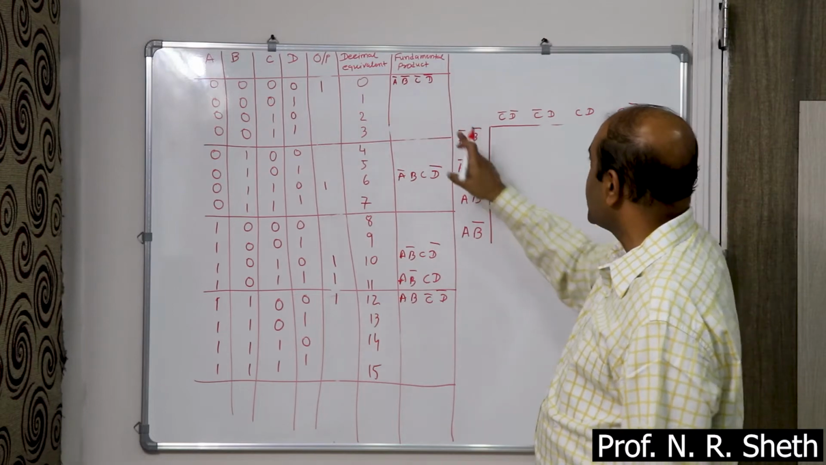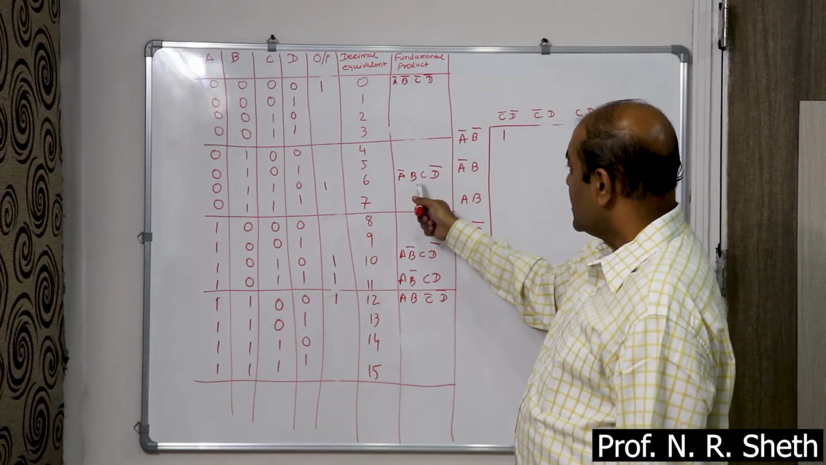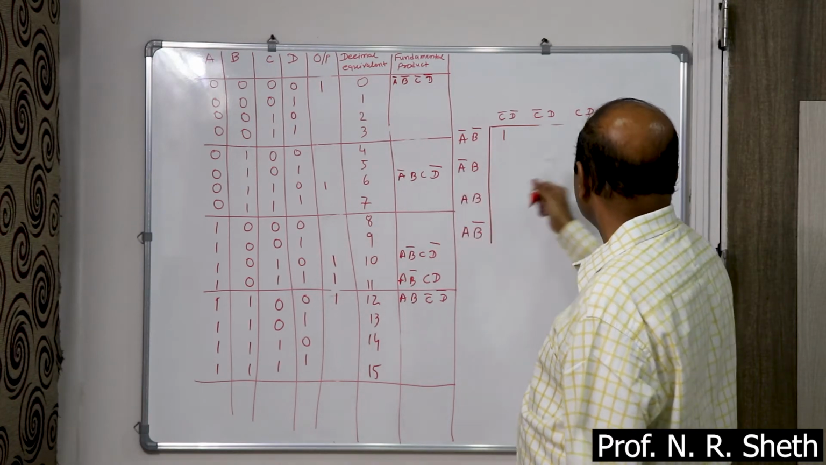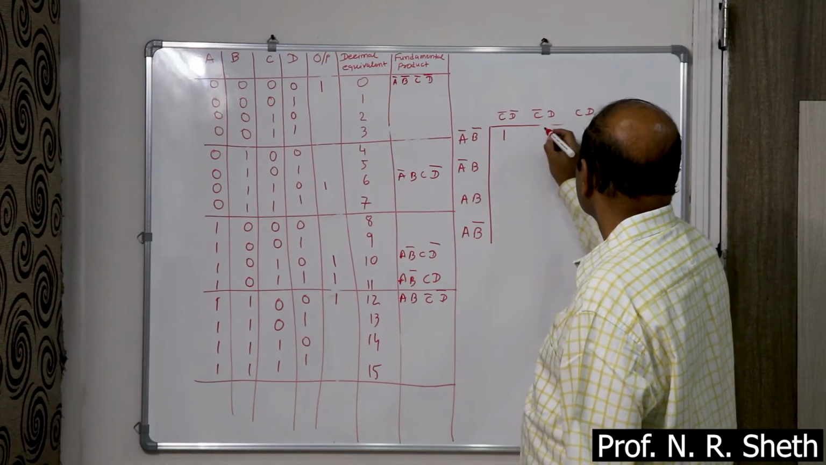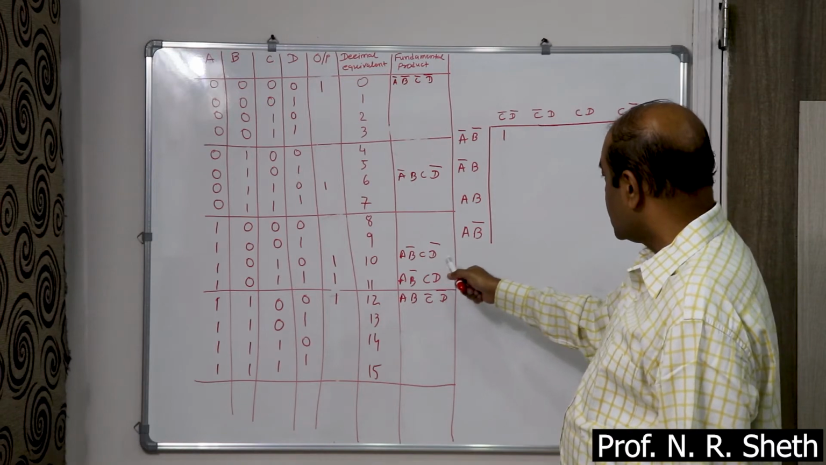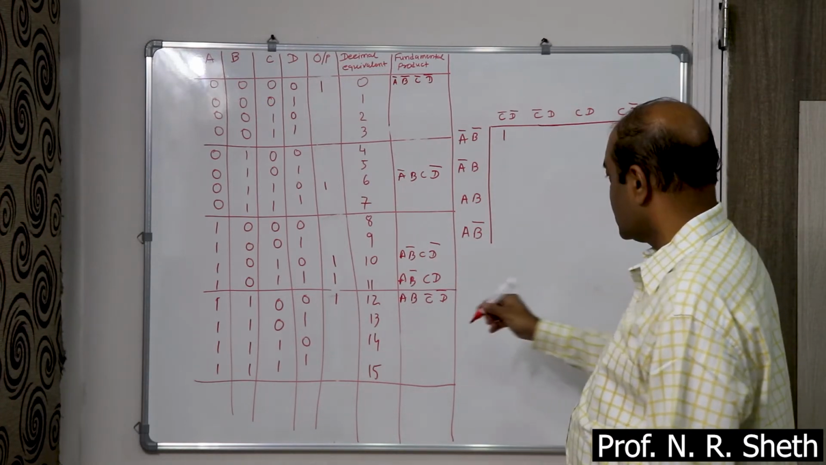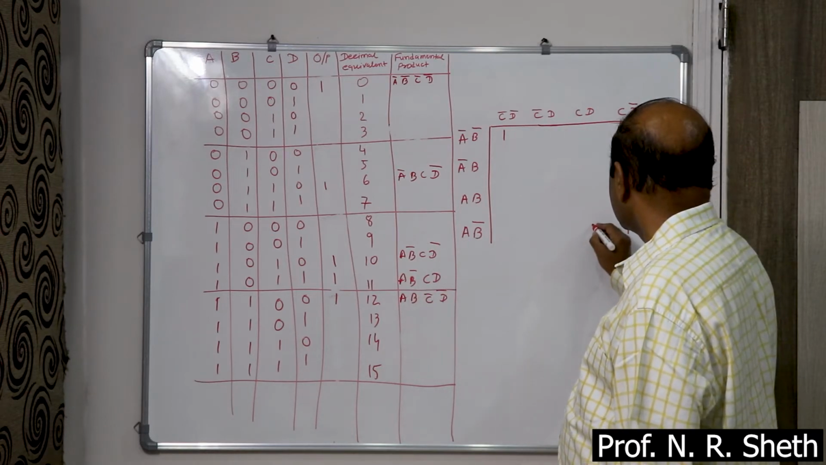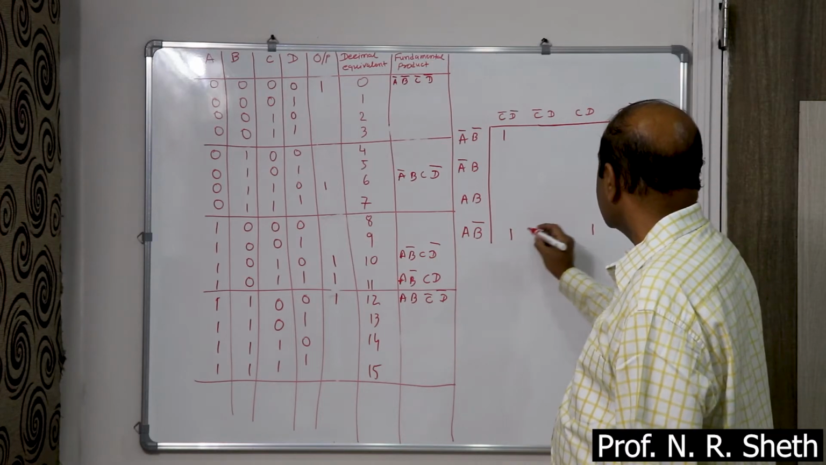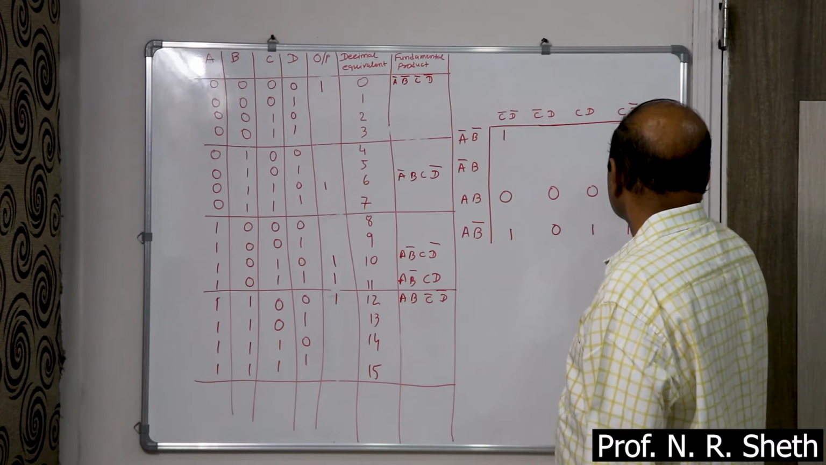0, A bar, B bar, C bar, D bar. This one is high. A bar, B, C, D bar. It is here. A, B bar, C, D bar. A, B bar, C, D. A, B, C bar, D bar. So it is here. So for the rest positions, place 0.